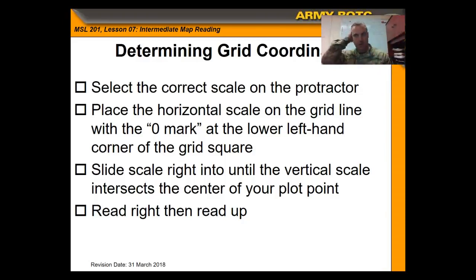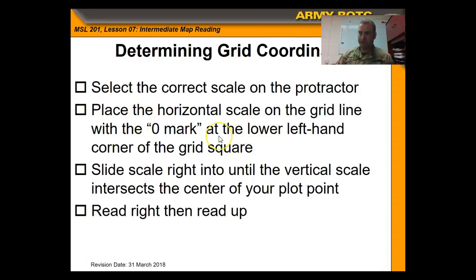Okay, so I'll show you here in a second. But you will only ever move your protractor to the right. You will never move it up. You will never move it down. You will never move it to the left. You will only ever start from that 0, 0 point in the lower left-hand corner of that grid square, and then move it to the right to get your protractor in the right spot based off of whatever your grid coordinate is.